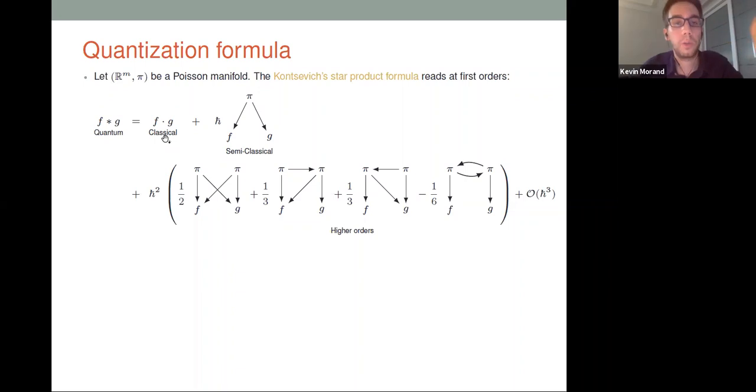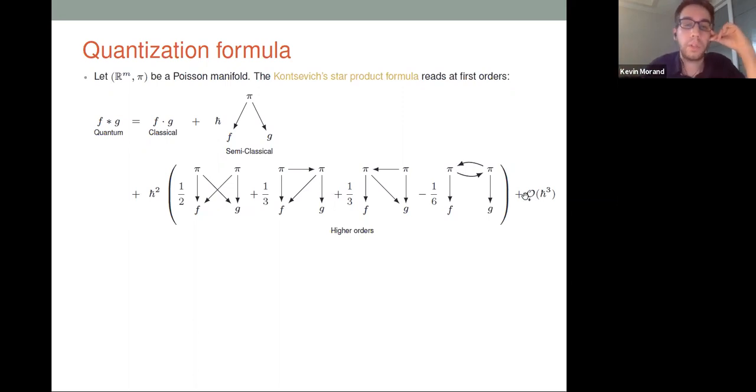The zero order in h bar is the so-called classical level, which is nothing but the usual product of functions on the manifold. The semi-classical level, the first order in h bar, is given by the Poisson bracket. Here I use a graphical depiction in which an arrow stands for a partial derivative. This is nothing but the Poisson bracket acting on these two functions, f and g. And we have some higher orders. This is the expression at order two in h bar, which is like this.